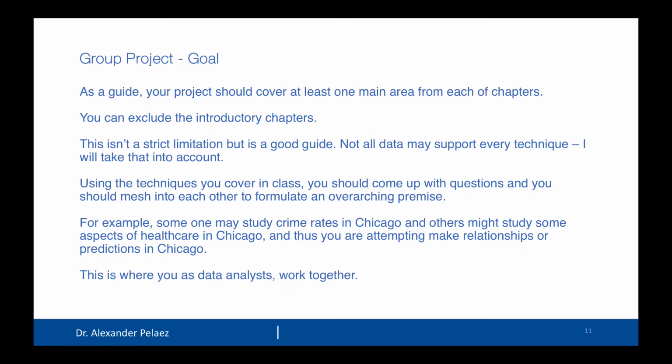Each group member is doing their own analysis, and how does this tie together? Do we see increases in heart attacks in certain areas, and is that related to crime?